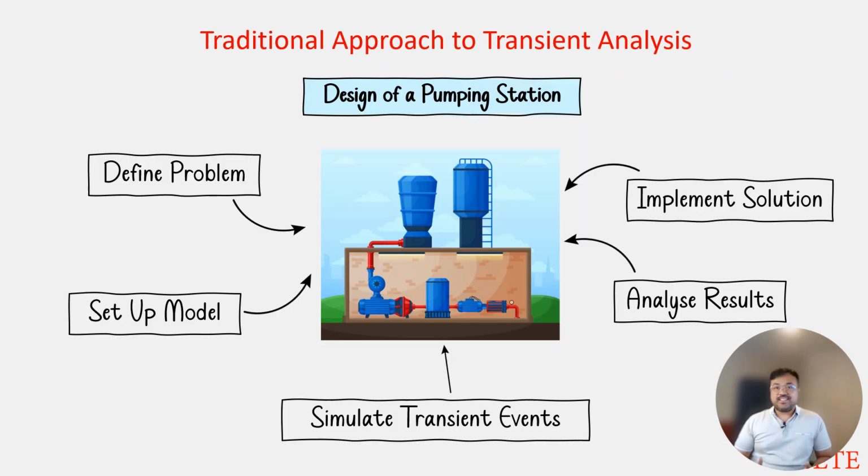Traditionally, the transient analysis process involves a series of steps that engineers follow to evaluate the effect of transient events on a water distribution system. In the design of a pumping station, for example, these steps include defining the problem, setting up the model, simulating the transient event, analyzing the results, and then implementing a solution. While this approach can be effective, it also has its limitations, especially when dealing with more complex systems.